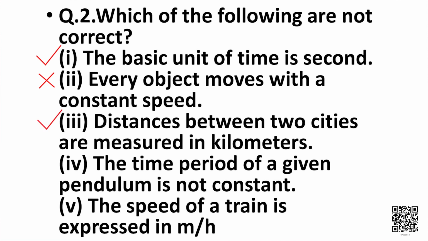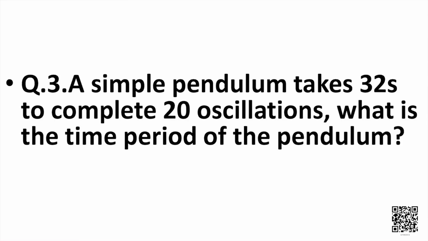Well students, this is true as well. Now the fourth one, the time period of a given pendulum is not constant. So students, this statement is false. It is not correct. We know that the time period of a given pendulum is constant. And then the fifth one, which is the speed of a train is expressed in meter per hour. So students, we have learned this in the chapter as well, that this statement is wrong and it is expressed in kilometer per hour.